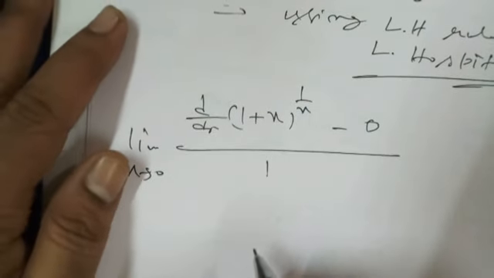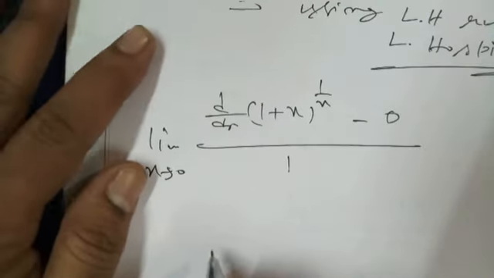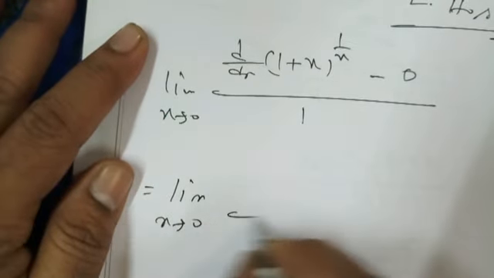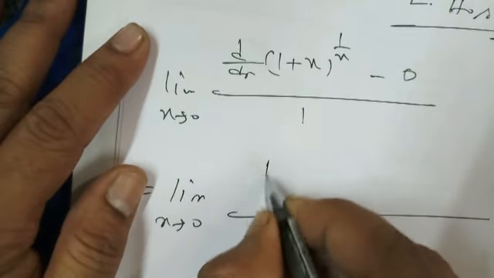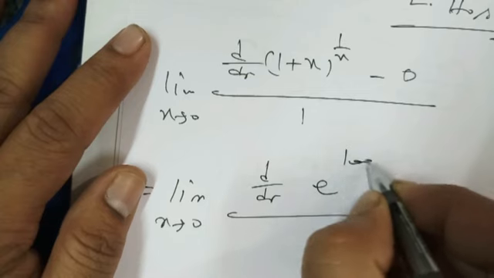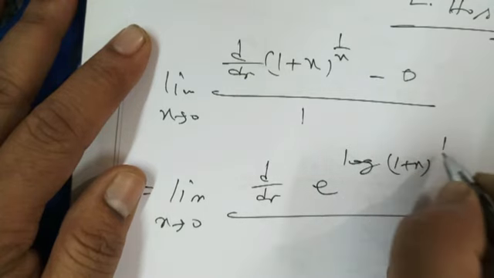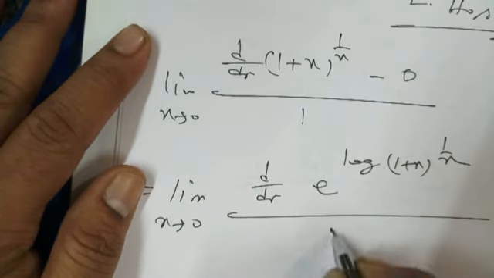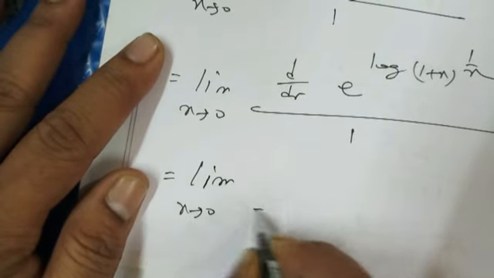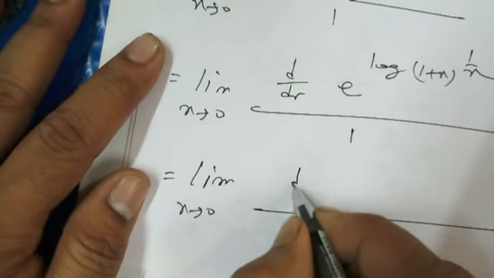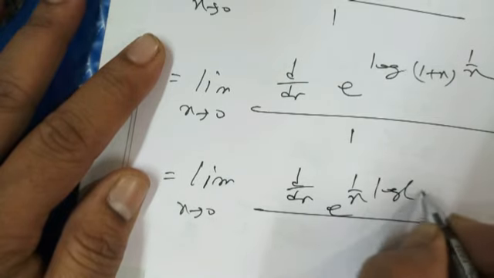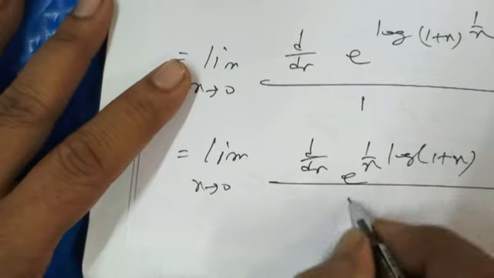Now we are going to find the derivative of (1 plus x) whole power 1 by x, which is d/dx of e power logarithm of (1 plus x) whole to the power 1 by x, and limit x tends to 0, and the derivative of 1 by x, e power log 1 by x.